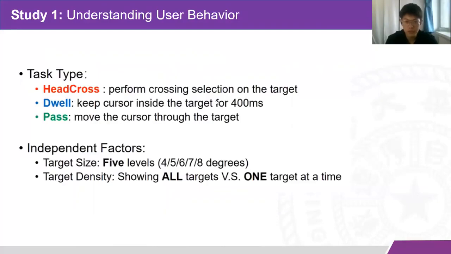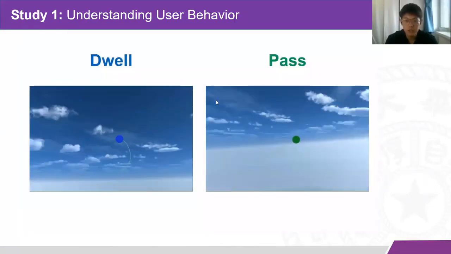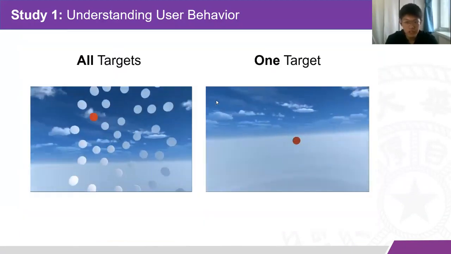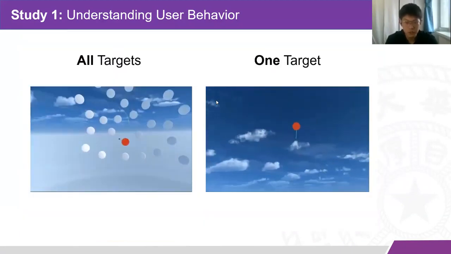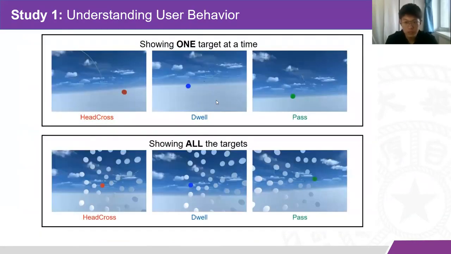We conducted user study 1 to observe and understand the user behavior patterns when they perform head cross, in comparison to pass and dwell on the targets. We also tested how the target size and the target density influence the head cross behaviors. This video shows the test conditions. For the factor target density, we only tested 2 extreme cases, showing a crowded layout or showing only 1 target at a time.